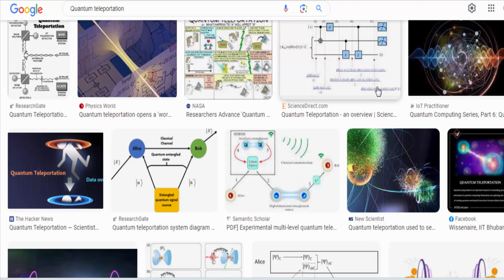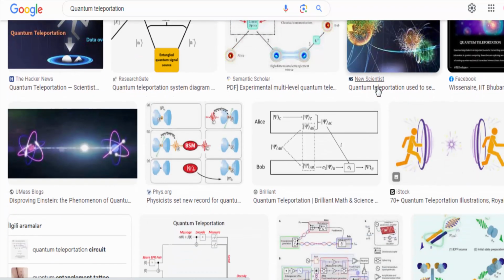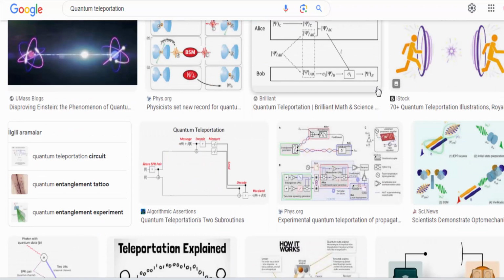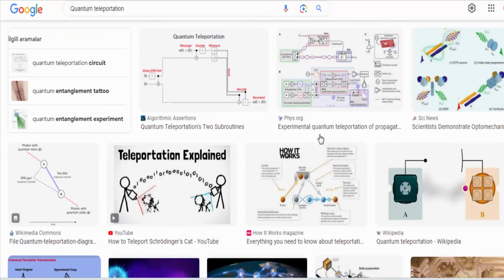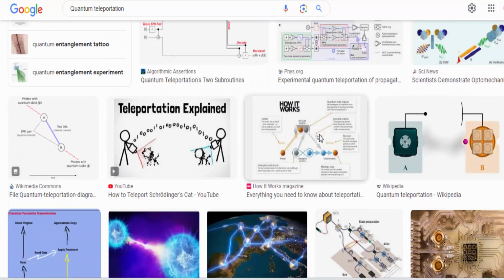Quantum operation. Based on the information received from Alice, Bob performs a specific quantum operation on his entangled particle. This operation transforms his particle into an exact replica of the original particle's quantum state.